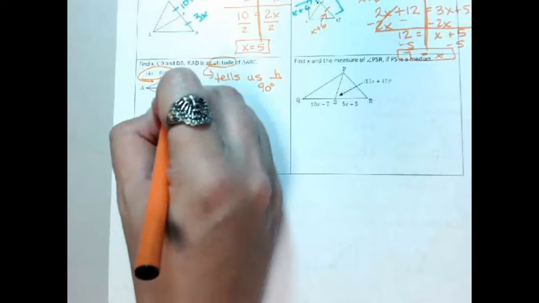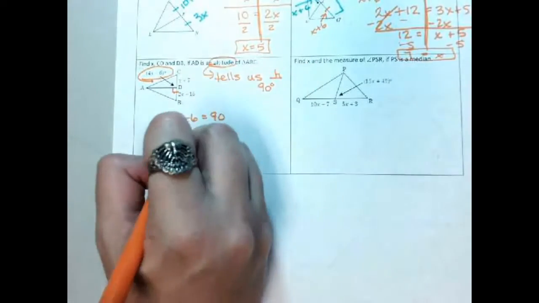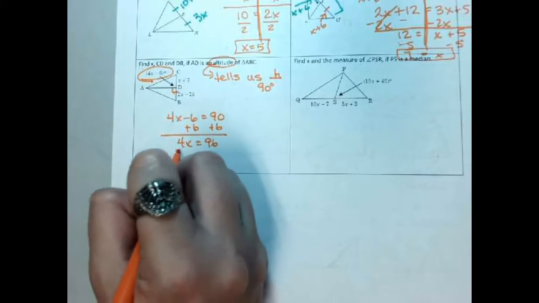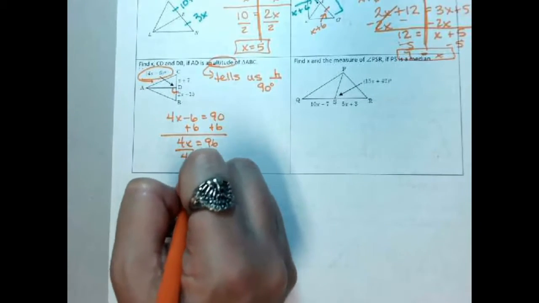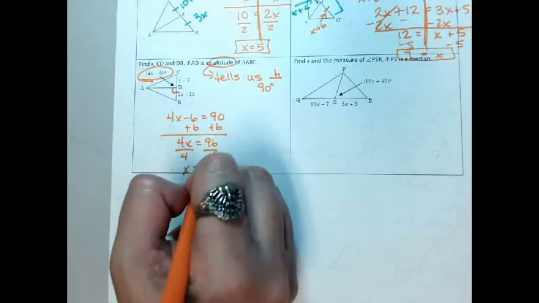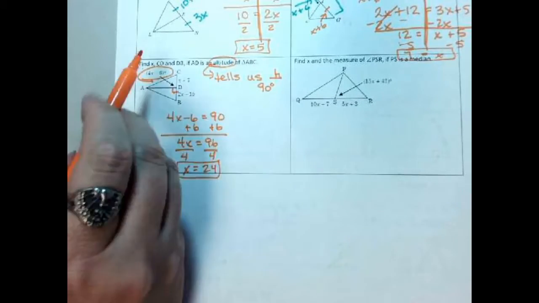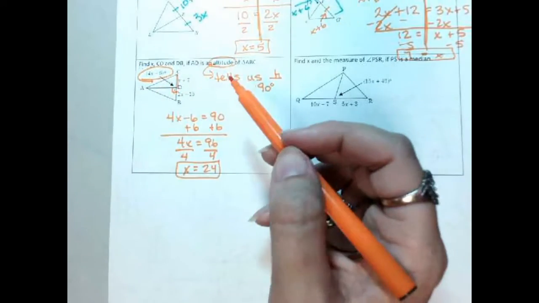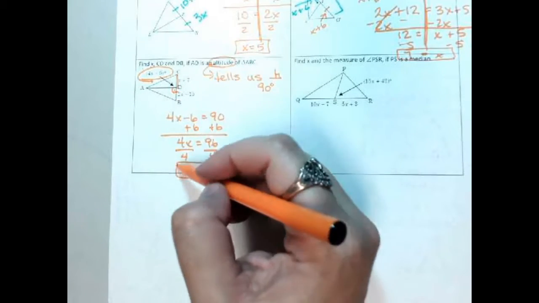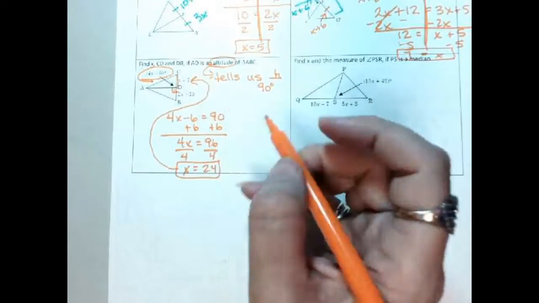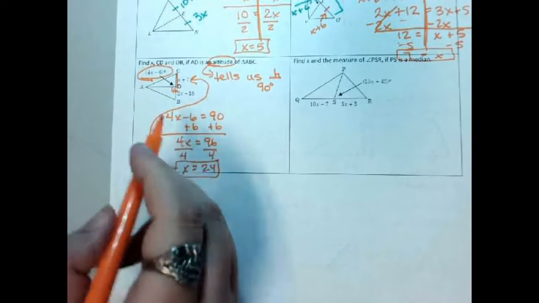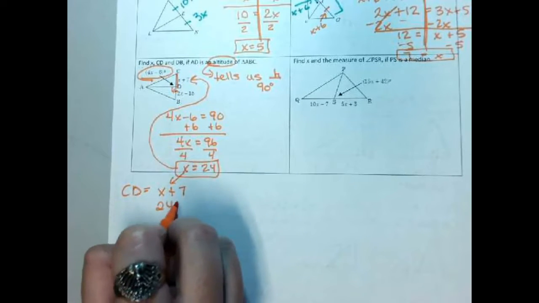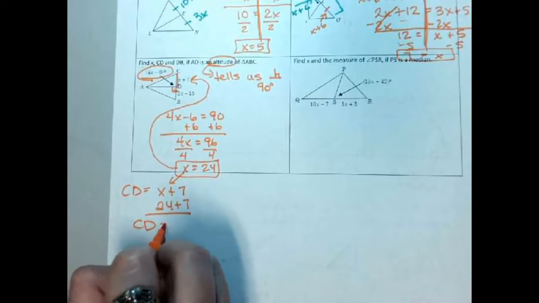Am I even using this part here? Not right now. So then to solve it, I do plus 6. 4x equals 96, divide by 4, and I get x equals 24. Now this problem asks me to find x and to find CD. So how am I going to find CD? Well, to find CD, I'm going to take the 24 and I'm going to plug it in right here. So x plus 7, that's CD. So plug in 24 for x, 24 plus 7, and we get CD equals 31.